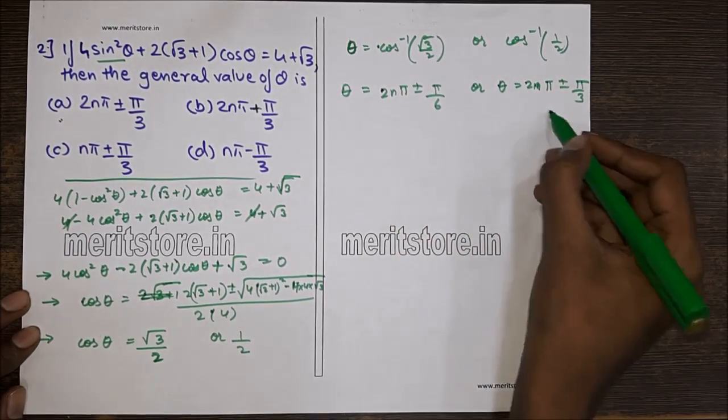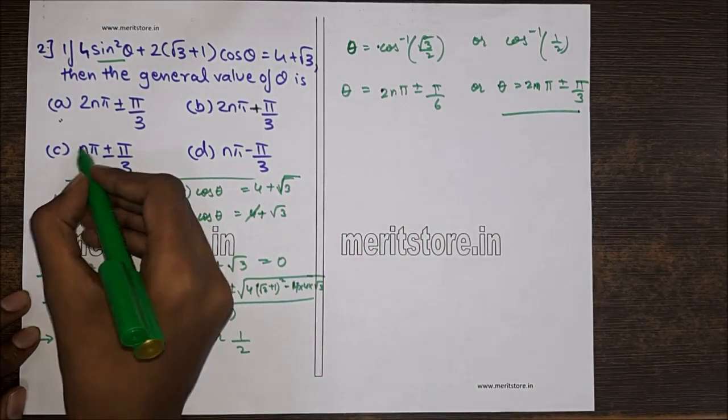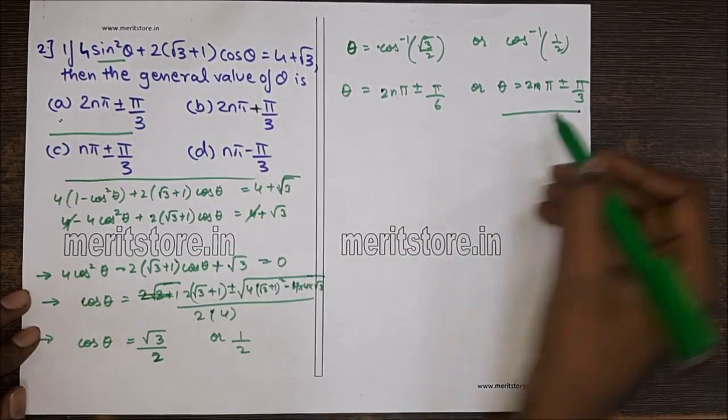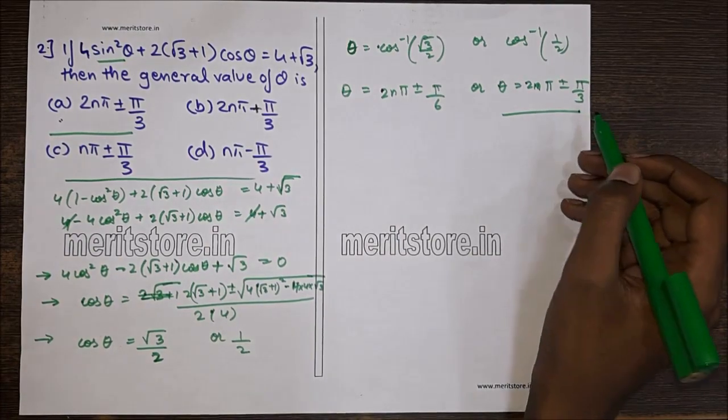So among these only this is in the option, which is option A. So the answer for general value of theta is 2n pi plus or minus pi by 3.